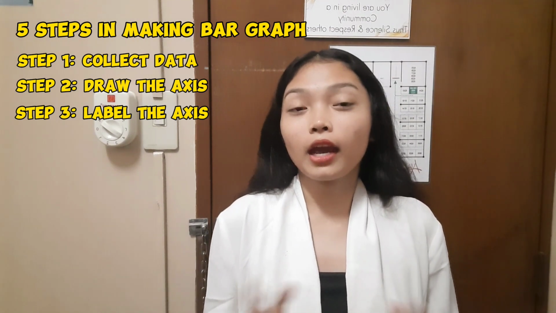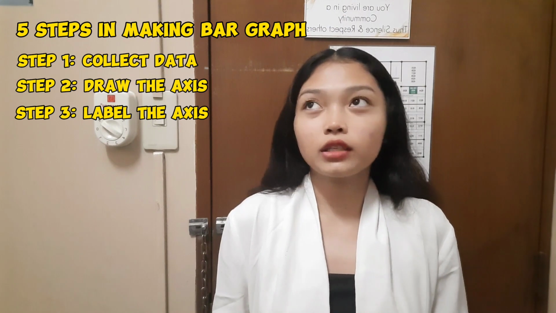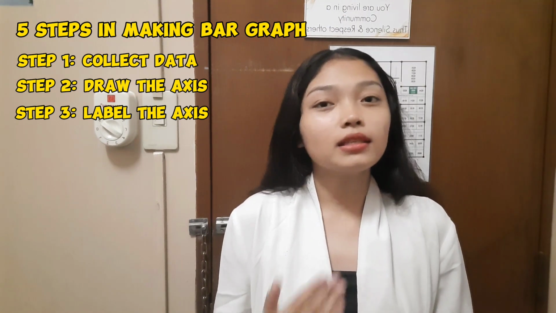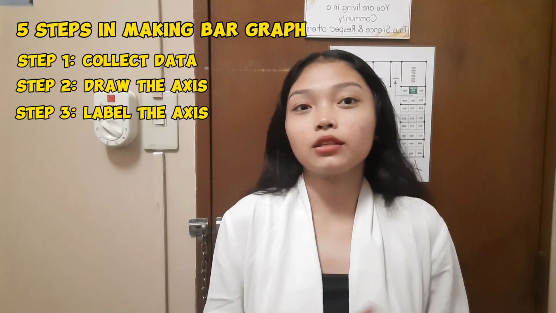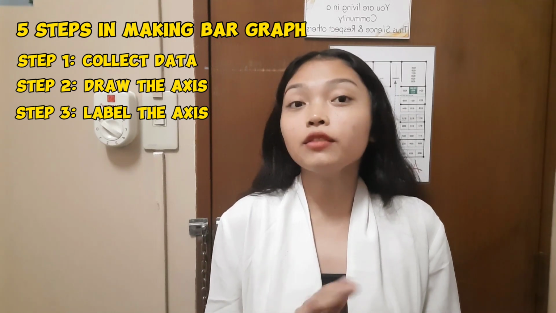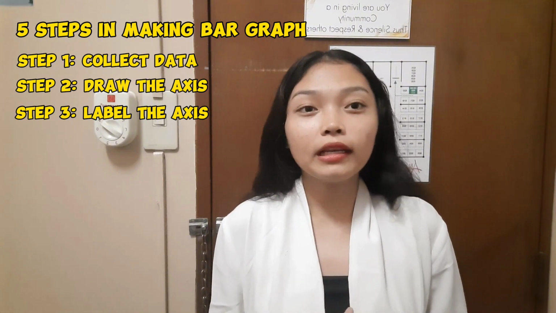On the x-axis we represent the categories. For example, we label the names of chocolates, for example A, B, C on the x-axis. Next, label the y-axis. To do this, take the highest frequency and plot the points on the y-axis accordingly.